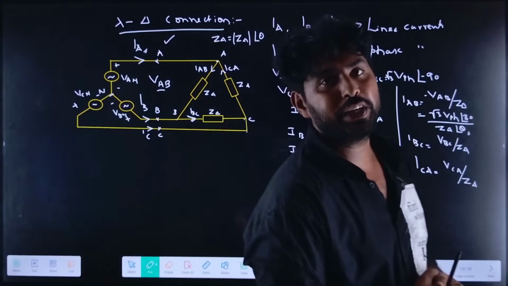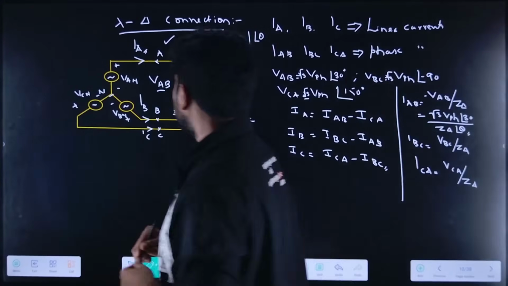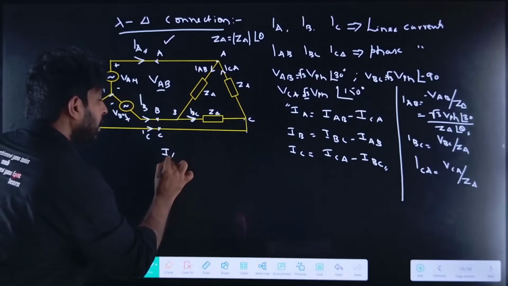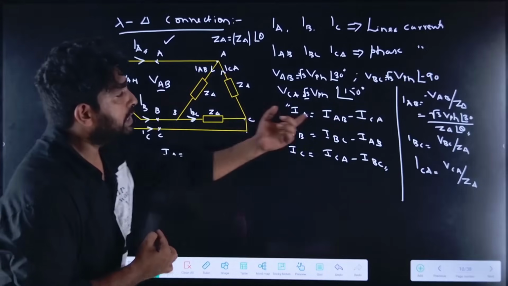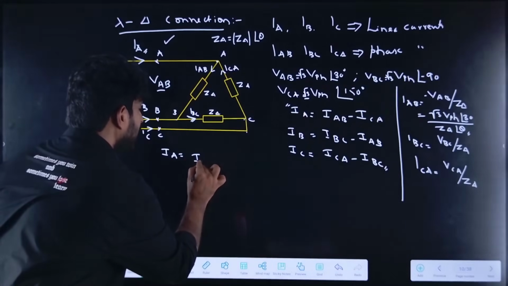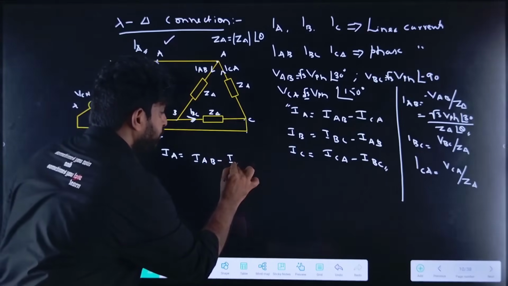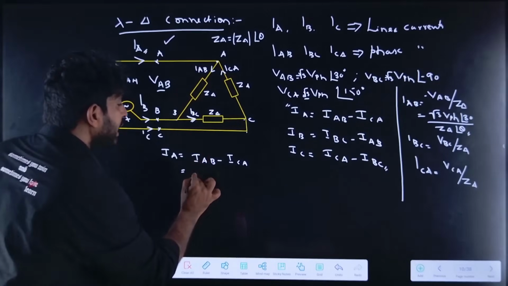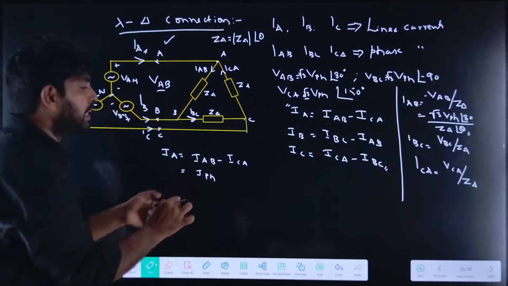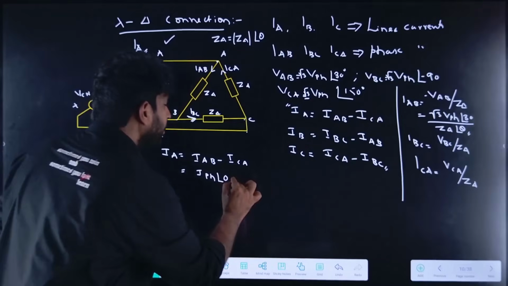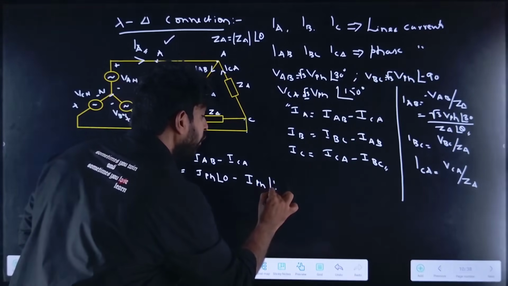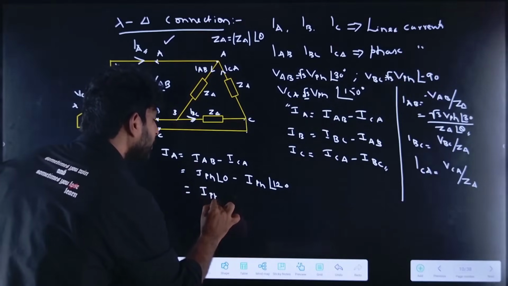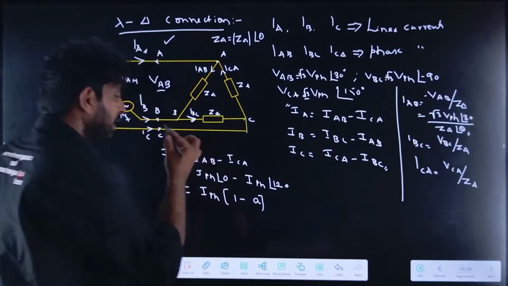Now let us find the relation between the line current and phase current. Let me take the IA as reference. IA, which is equal to the line current, is equal to IAB minus ICA, where IAB is the phase current. If I take IAB as a reference, it is I phase at 0 minus I phase at an angle 120 degrees, which is equal to I phase into 1 minus a.